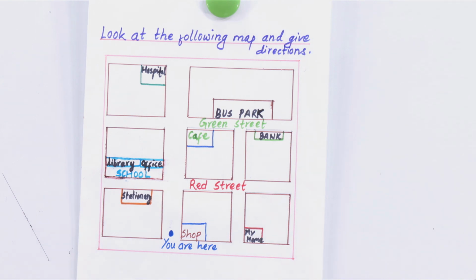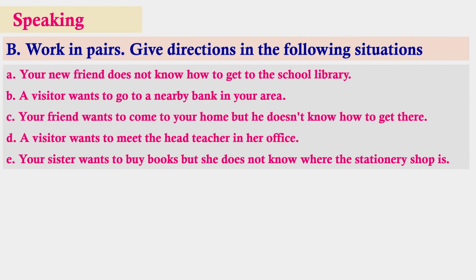The second condition is a visitor wants to go to a nearby bank in your area. So, here the visitor wants to go. Number C, your friend wants to come to your home, but he does not know how to get there. D, a visitor wants to meet the head teacher in her office. And the last one is your sister wants to buy books, but she does not know where the stationery shop is.